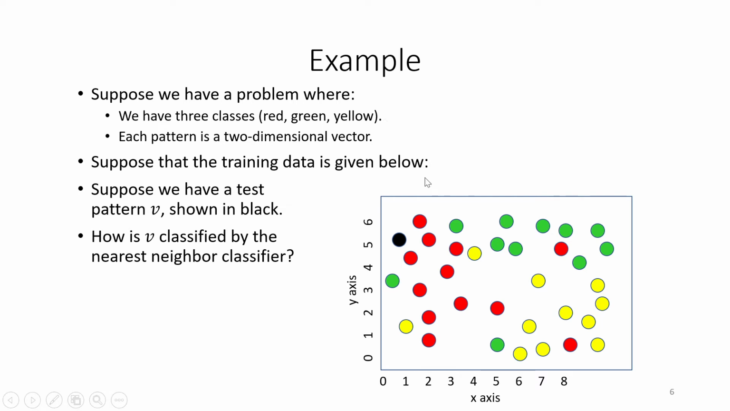Suppose that we have a classification problem where we have three classes: red, green, yellow, and the patterns are two-dimensional vectors, and this is our training data. Okay, suppose we have a test pattern v shown in black. This is the test pattern. So how is v classified by the nearest neighbor classifier? We have to classify this test pattern v to be either red, green, or yellow.